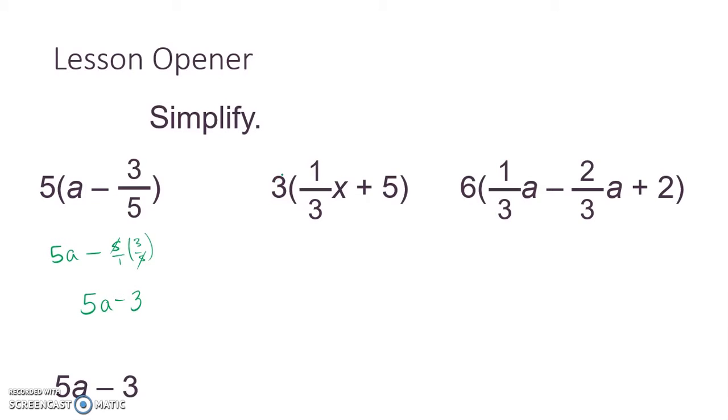This one we have a 3 over 1 times our 1 over 3x. So our 3's are canceling, our 1's cancel, we're just left with x plus 3 times 5 is 15.